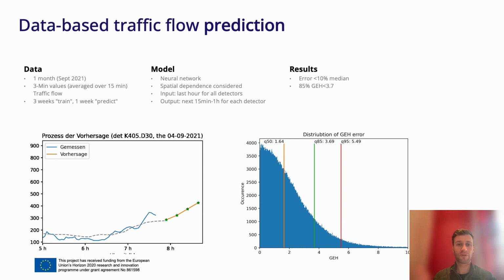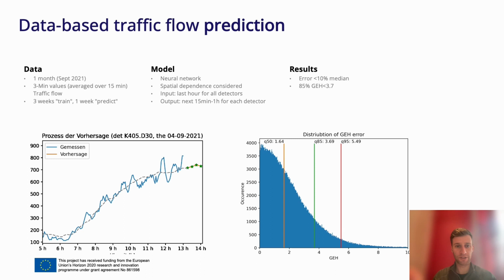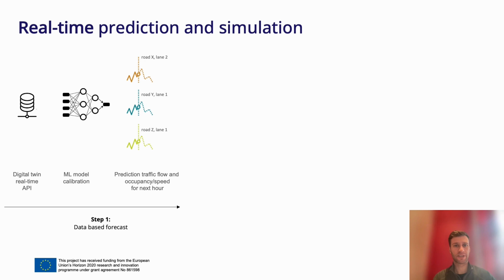But what can we do with this real-time prediction afterwards in the simulation? This is exactly what this last slide is about. The idea really is that we put everything together. Let's start on the very left side. We start with a real-time API to loop detectors across the city. Let's say in the city of Zurich, we have roughly 1,500 detectors that are connected, or could be connected, to a real-time API.